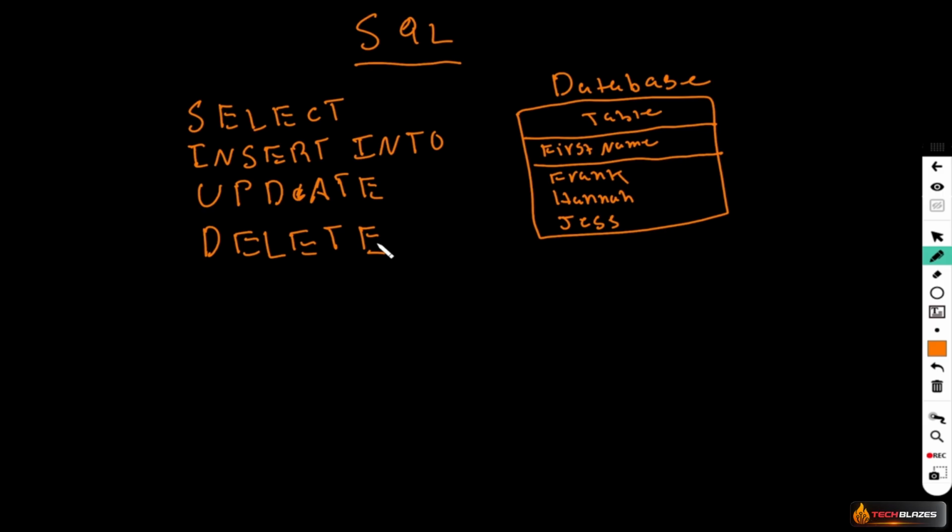So if we were to make a select statement, you would basically be saying select something from the first name column, and you can give it a condition like where first name equals Frank, and then it will return the Frank name back to you, or that row. And there's more to this, and the same goes with the insert into.